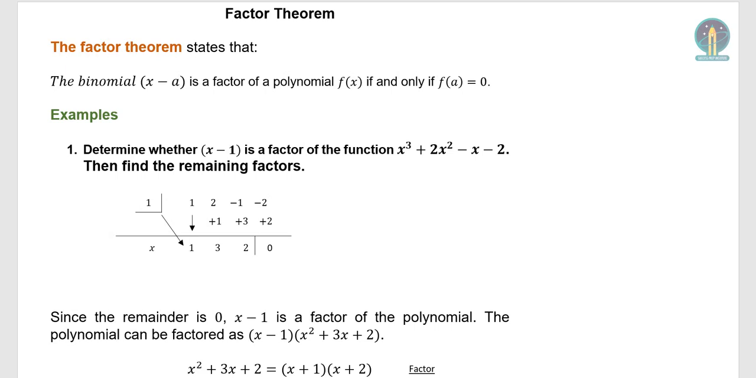Okay, so in this concept, we're going to talk about the factor theorem. Now, the factor theorem states that for a polynomial f of x, the binomial x minus a, some number a, is a factor of the polynomial f of x if and only if f of a equals 0. If you plug a into the function and you get 0, then this binomial is a factor of the polynomial f of x.